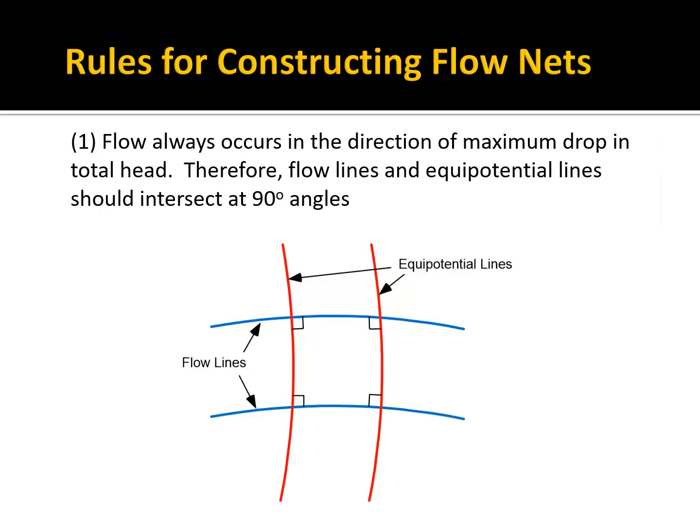All right, the rules for constructing flow nets are: flow always occurs in the direction of maximum drop in total head. Therefore, your flow lines and equipotential lines should always intersect at 90-degree angles. So 90-degree angles between those 2 families of curves. That's rule number 1.